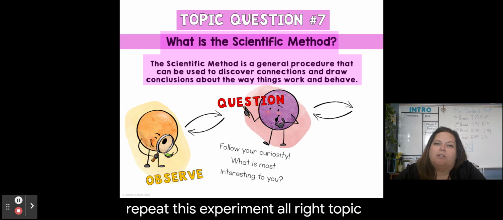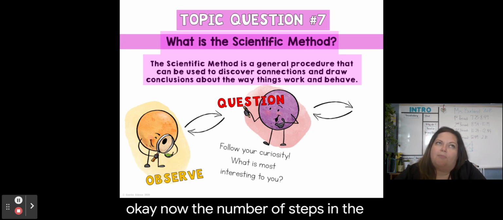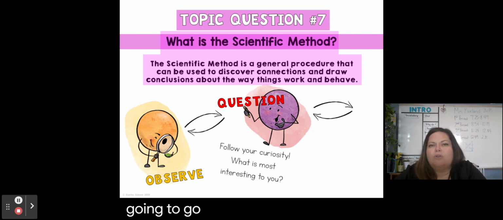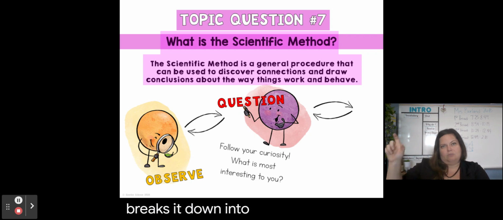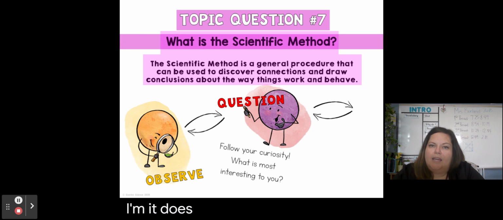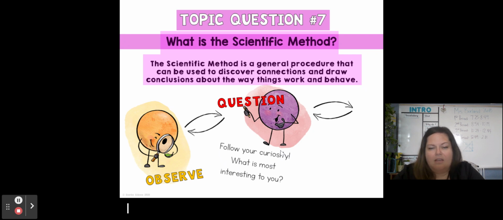All right, topic question number 7. What is the scientific method? This should be review. You've had this many times, okay? Now, the number of steps in the scientific method does vary. It depends on your source, okay? This is going to go through quite a few, but it breaks it down into all the little pieces. It does say to kind of summarize each one of these. So again, summarize. I didn't highlight all of this, so you guys can do this part, okay?